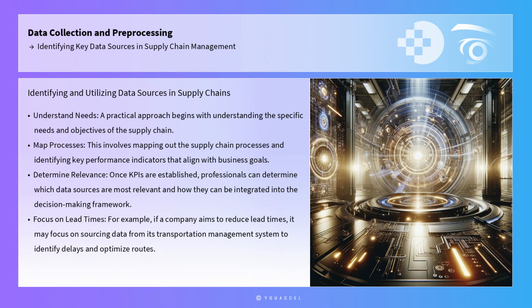A practical approach to identifying and utilizing these data sources begins with understanding the specific needs and objectives of the supply chain. This involves mapping out the supply chain processes and identifying key performance indicators that align with business goals. Once KPIs are established, professionals can determine which data sources are most relevant and how they can be integrated into the decision-making framework. For example, if a company aims to reduce lead times, it may focus on sourcing data from its transportation management system to identify delays and optimize routes.